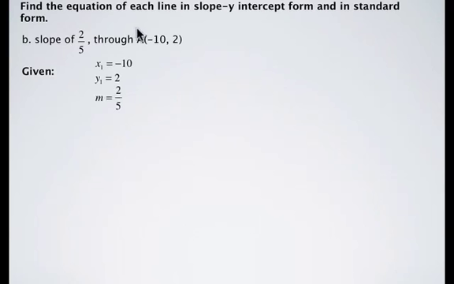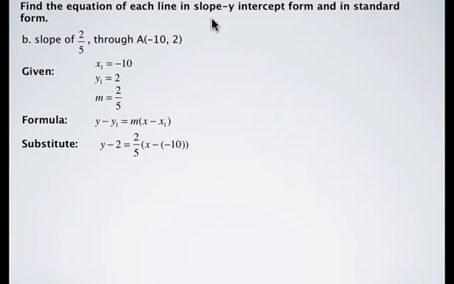And so what we're going to do again is sub into our formula, which is y minus y1 is equal to m times x minus x1. And this is our point-slope formula. And when we do that, we get y minus 2, which is our y1, is equal to m, which is 2/5, times x minus -10.